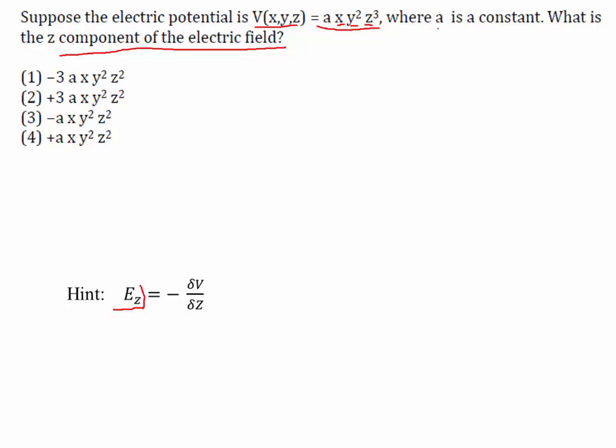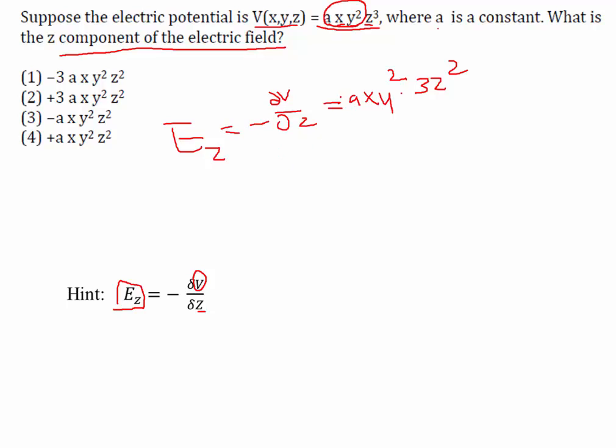So we say the electric field in the z direction is the negative derivative of the potential function in the z direction, negative del V over del z. Now, when you want to take the derivative in the z direction, we need to treat the terms in the other directions as constants. So a x y squared is constant. So what is del V over del z equal to? It will be a x y squared times the derivative of z cubed with respect to z, which is 3z squared. And of course, the electric field E_z will be negative del V by del z. So that will be negative a x y squared times 3z squared. I think that will be it. Is that right? All right.